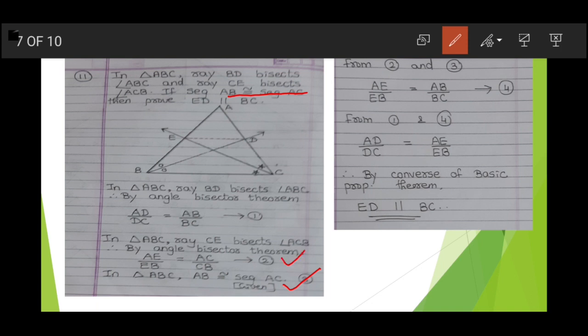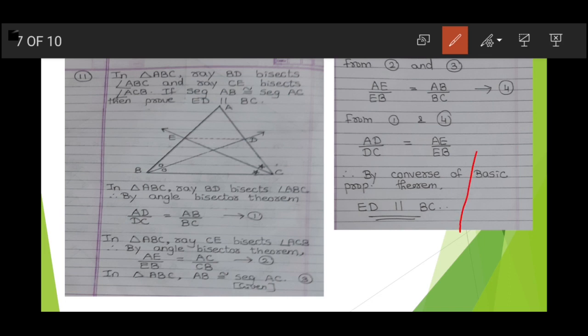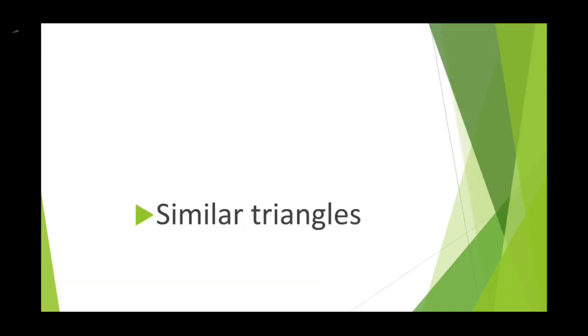Children, now compare second and third statement. See, instead of AC in the second statement, I can write as AB. So that is what I have written over here. Just come to the next part, that is C. That is what I have written. Just a minute, children.